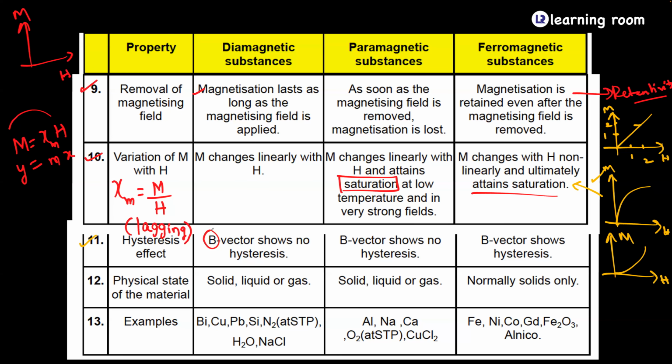Magnetic induction. So what will happen is, here, the magnetic induction vector does not show any hysteresis. Meaning, as soon as you place a diamagnetic substance in the presence of an external magnetic field, it will get magnetized. As soon as you remove it, it will get demagnetized. So there is no lagging. Similar is the case with a paramagnetic substance also. Whereas for a ferromagnetic substance, what will happen? It will show some hysteresis, meaning there will be some lag between the way you give input and the way you expect the output. Are you able to understand what I'm saying?